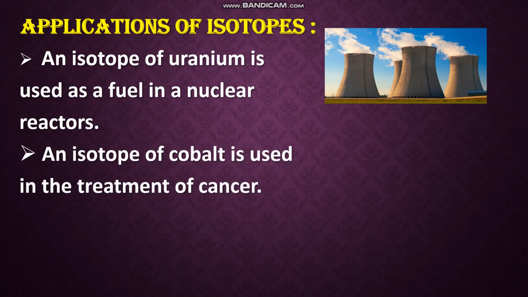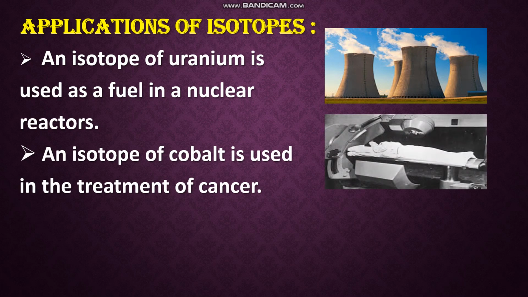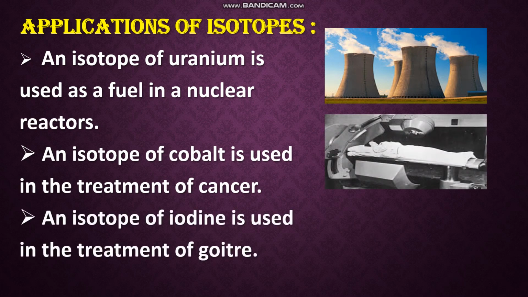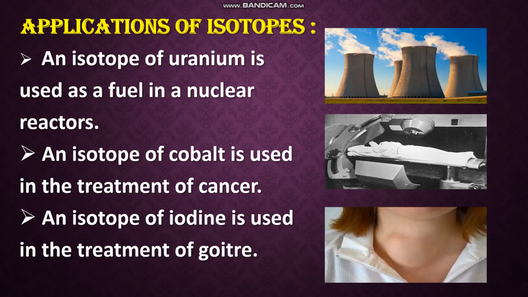Next, an isotope of cobalt is used in the treatment of cancer. Next, one more use, an isotope of iodine is used in the treatment of goiter. What is goiter? Swelling of the thyroid gland. Where is the thyroid gland? You can see here, thyroid gland swelling is called goiter. For treatment of this disease, what is used? Iodine is used. You might have heard in advertisements, use iodized salt to avoid goiter.